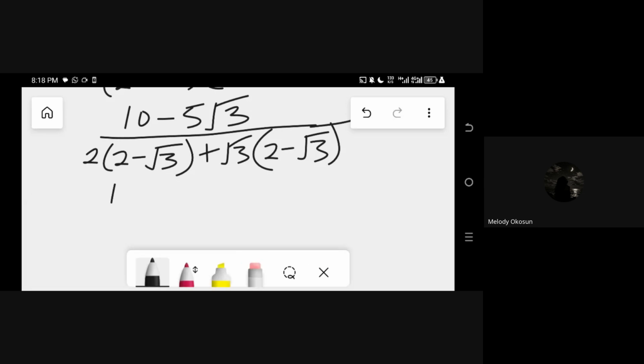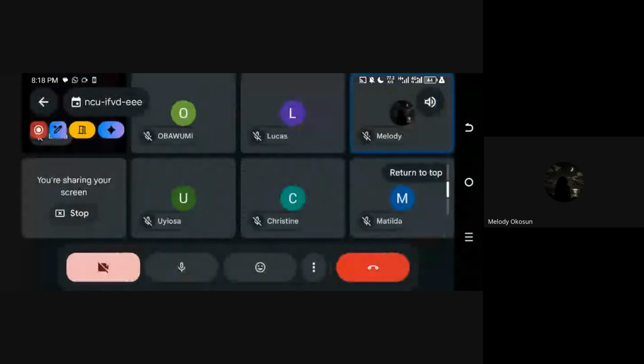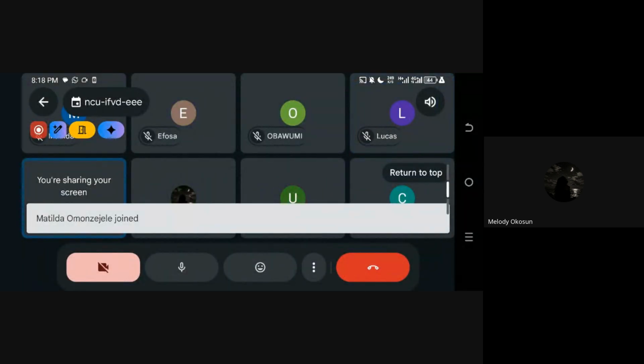So at the top, we still have 10 minus 5 root 3 because we can't do anything there. Please don't subtract this and say 10 minus 5 root 3 is 5 root 3. They are not like terms. That 10 doesn't have a root 3, so you cannot subtract the 10 and the minus 5 root 3. Do you guys understand?